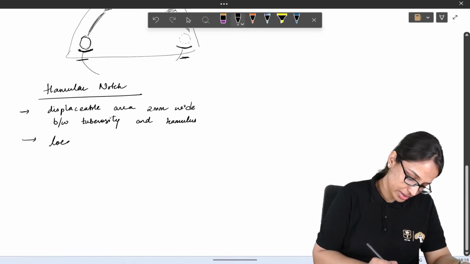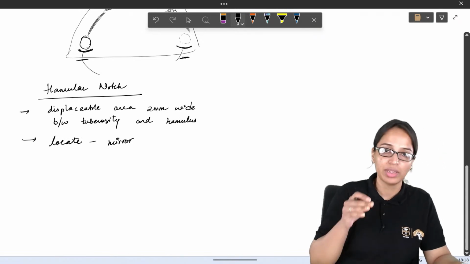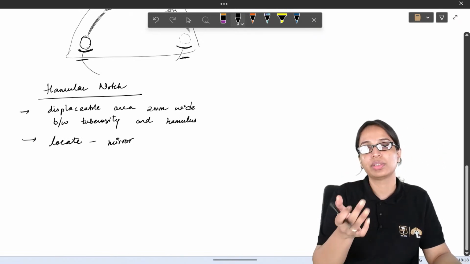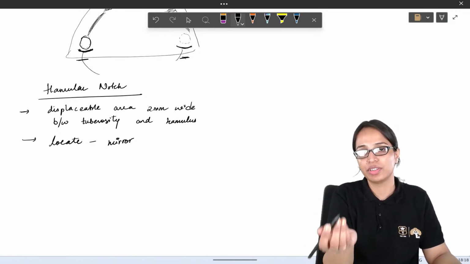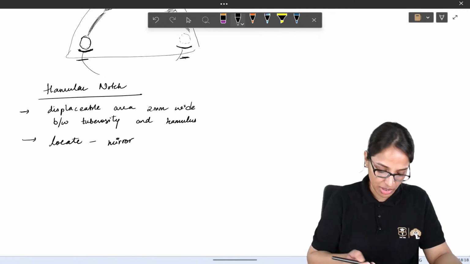How do you locate it? Locate it with the help of a mouth mirror. You move it slowly across the ridge, and where you feel a depression after the tuberosity, that is the hamular notch.